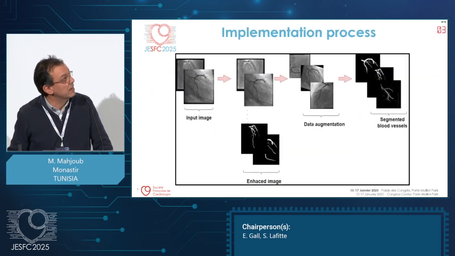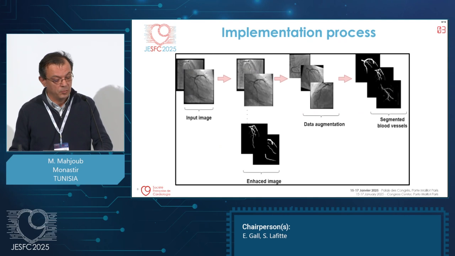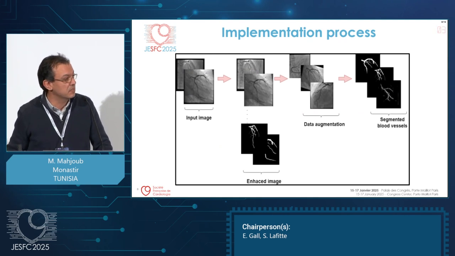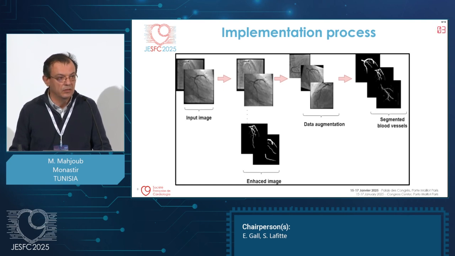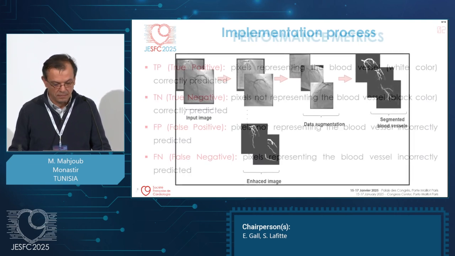For example, here, as you can see, we have the input image. This is the initial image that we analyze. Then we enhance the images by the DNN models. Then we do the data augmentation, and finally, we have the data segmentation.